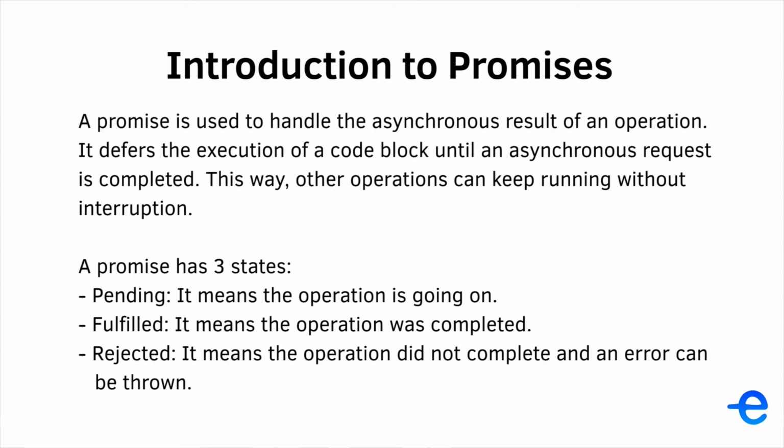A promise is used to handle the asynchronous result of an operation. What it does is, it defers the execution of a code block until an asynchronous request is completed. This way, other operations can keep running without interruption. A promise has 3 states: pending, fulfilled, and rejected. Pending means the operation is still going on. Fulfilled means the operation was completed successfully. And rejected means the operation did not complete and an error can be thrown. We will talk about how to create promises in the next video.